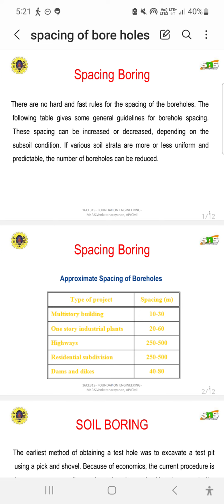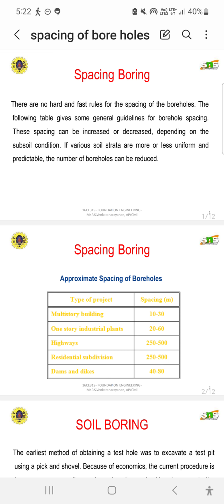Some rules are followed for the spacing of boreholes. Mainly, the number of boreholes can be reduced depending upon the variation in our soil strata, and it also depends upon the soil conditions. It may be more or less. It may be predictable but also uniform. So the following tables give general guidance on the spacing of boreholes.